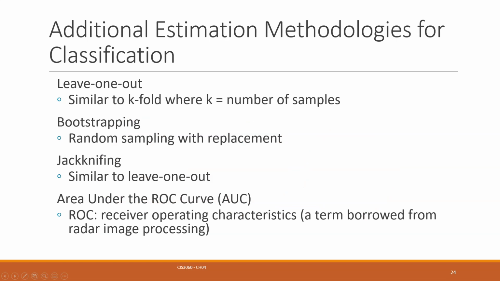So there are still some other means by which we can use classification. There is leave one out. There's what's called bootstrapping, which is a random sampling technique, jackknifing, or also what we fondly refer to as the ROC curve, or area under the curve, which gives us some terms that are very similar to the confusion matrix.